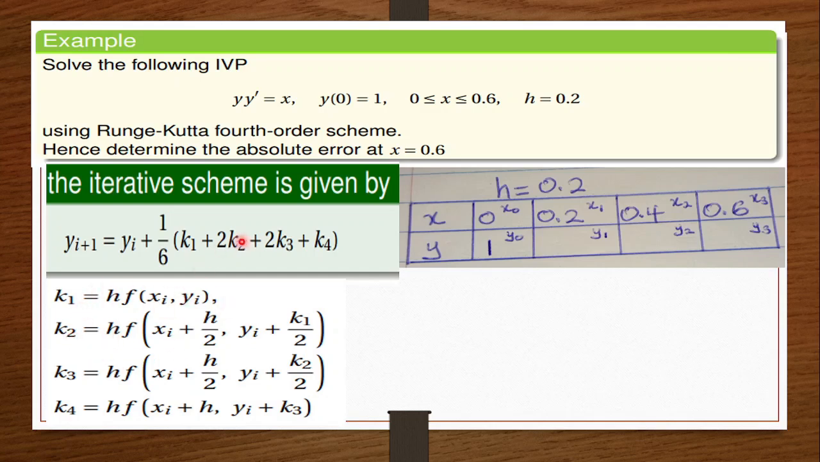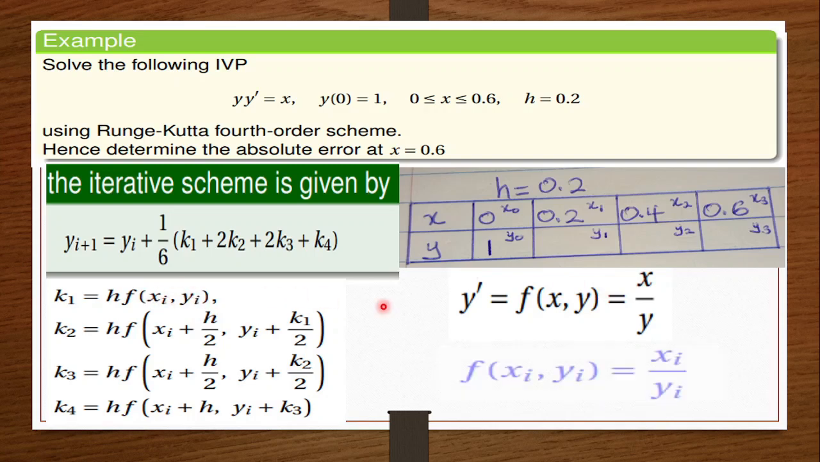Now that we have defined our k values from this formula, you can also see that our function f is not yet defined. If you go back to the equation we were given, y times y prime equals x, we can make y prime the subject, since we are solving differential equations. So f of x, y equals x over y, where we bring the y down. From this we can define the function: f(xi, yi) equals xi over yi. So to get our functions, all we do is take our x values and divide them by the y values. Now let's start our iterations and solve for our y values.